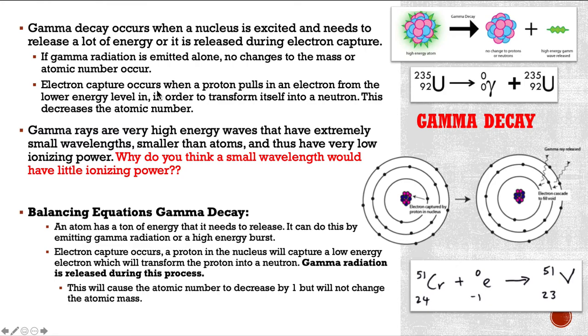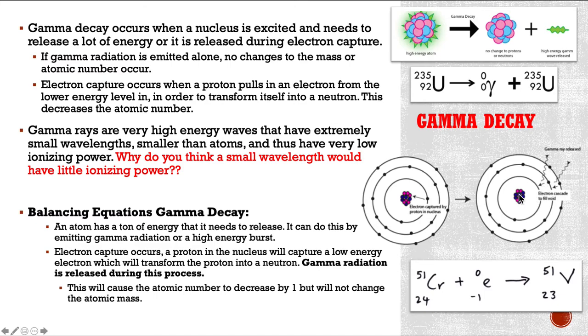Electron capture occurs when a proton in the nucleus, where we've got an imbalance in the number of protons and neutrons again and now we don't have enough neutrons, needs more neutrons in order to be stable. So that proton pulls in an electron from a lower energy level in order to transform itself into a neutron. This is going to decrease our atomic number. Take a look at this picture: this electron in the energy level closest to the nucleus is being pulled in by the nucleus because there aren't enough neutrons for it to remain stable. When it does that, that proton becomes a blue neutron here.